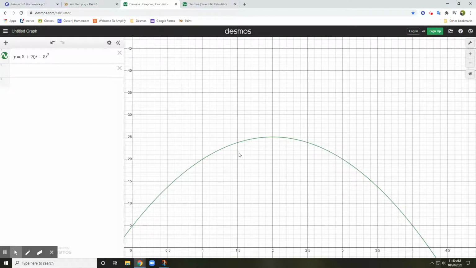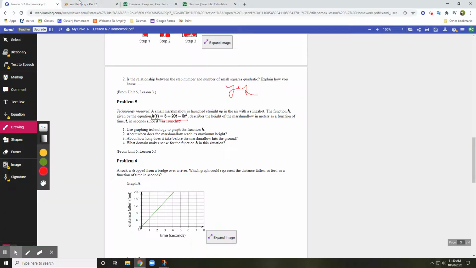So our marshmallow is flung up to the top. It's going to hit the highest point. The highest point is at 2 seconds. Remember that this is our time. Our time is our input. Our output is our height. So it's going to hit 2 seconds, and at 2 seconds, it's going to be at the maximum height, which is 25 meters, I believe. I believe meters is what it was.